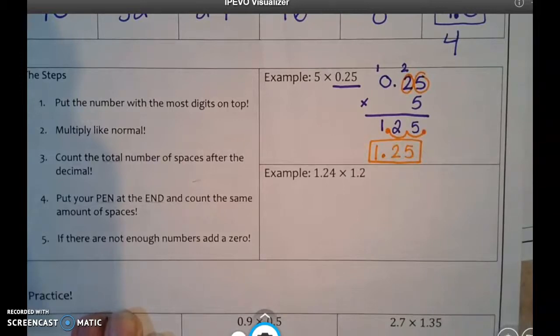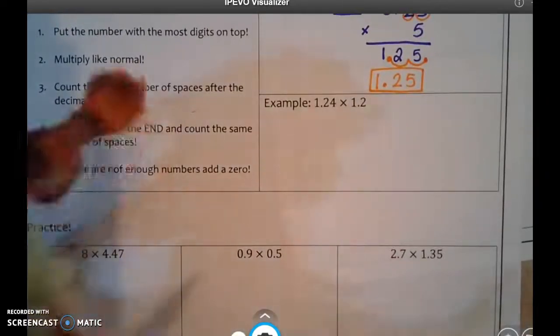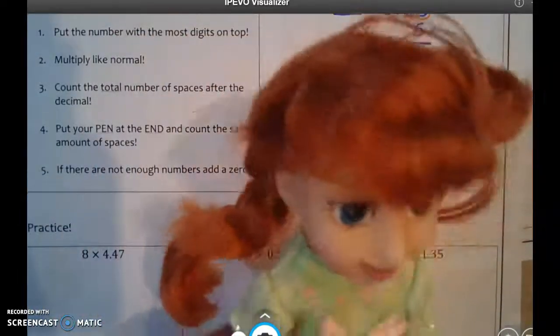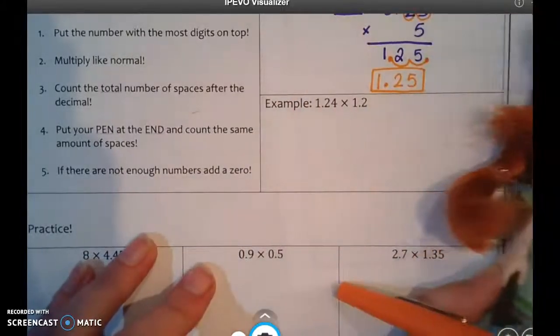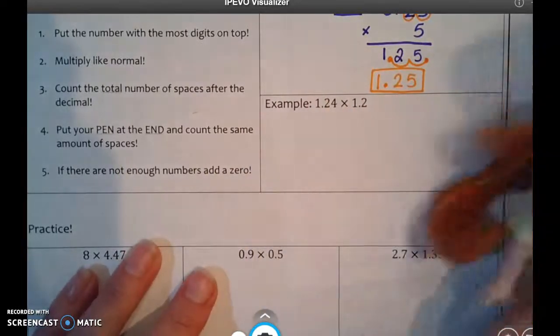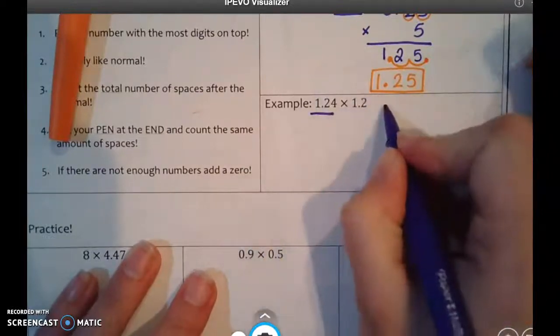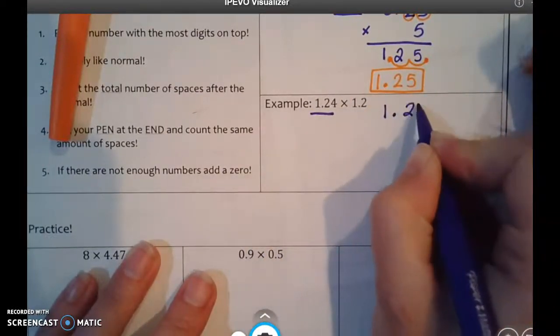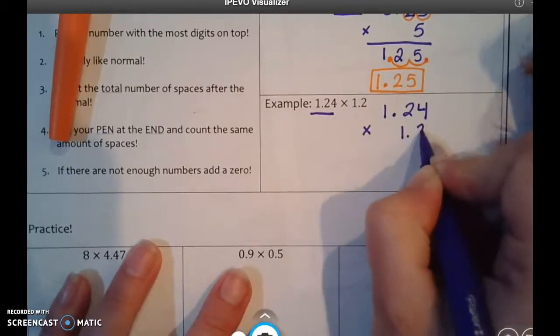Let's try one more following the steps. Oh, look, we have another visitor joining us today. Who is it? It's Anna. Hey, Anna, do you want to read the steps for us? Sure. This is so fun. All right. Step 1. Put the most digits up on top. You're right. Let's go ahead and put this number up on top. 1.24. And multiply like normal.